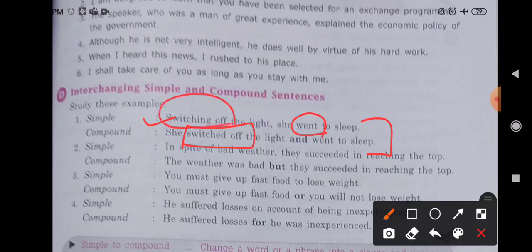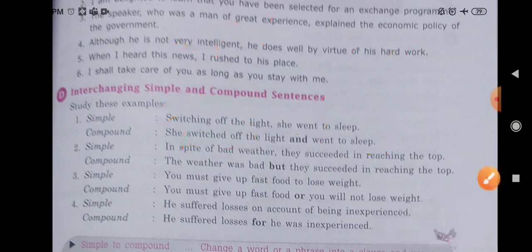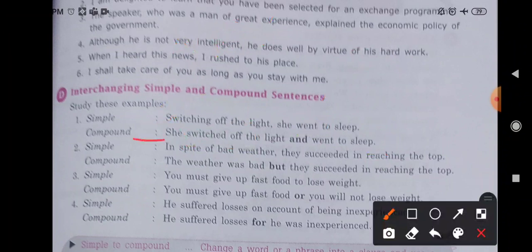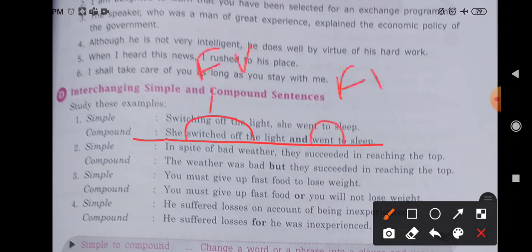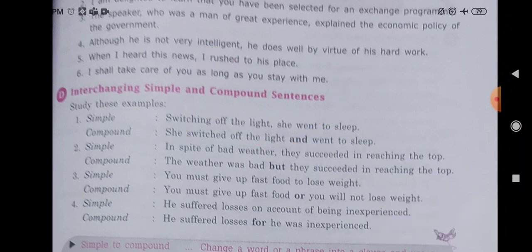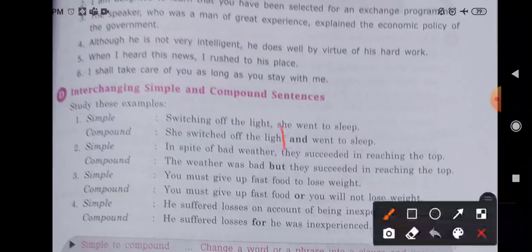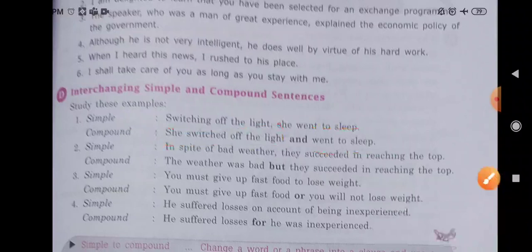Here it was a non-finite verb, and this is a finite verb. So in simple, only one finite verb. But if I change it into a compound sentence, "She switched off the light and went to sleep," now switched off and went are both finite verbs. So two finite verbs, and it is called a compound sentence. Can we say they both carry a separate meaning? "She switched off the light and she went to sleep." Yes, so they are independent clauses also.